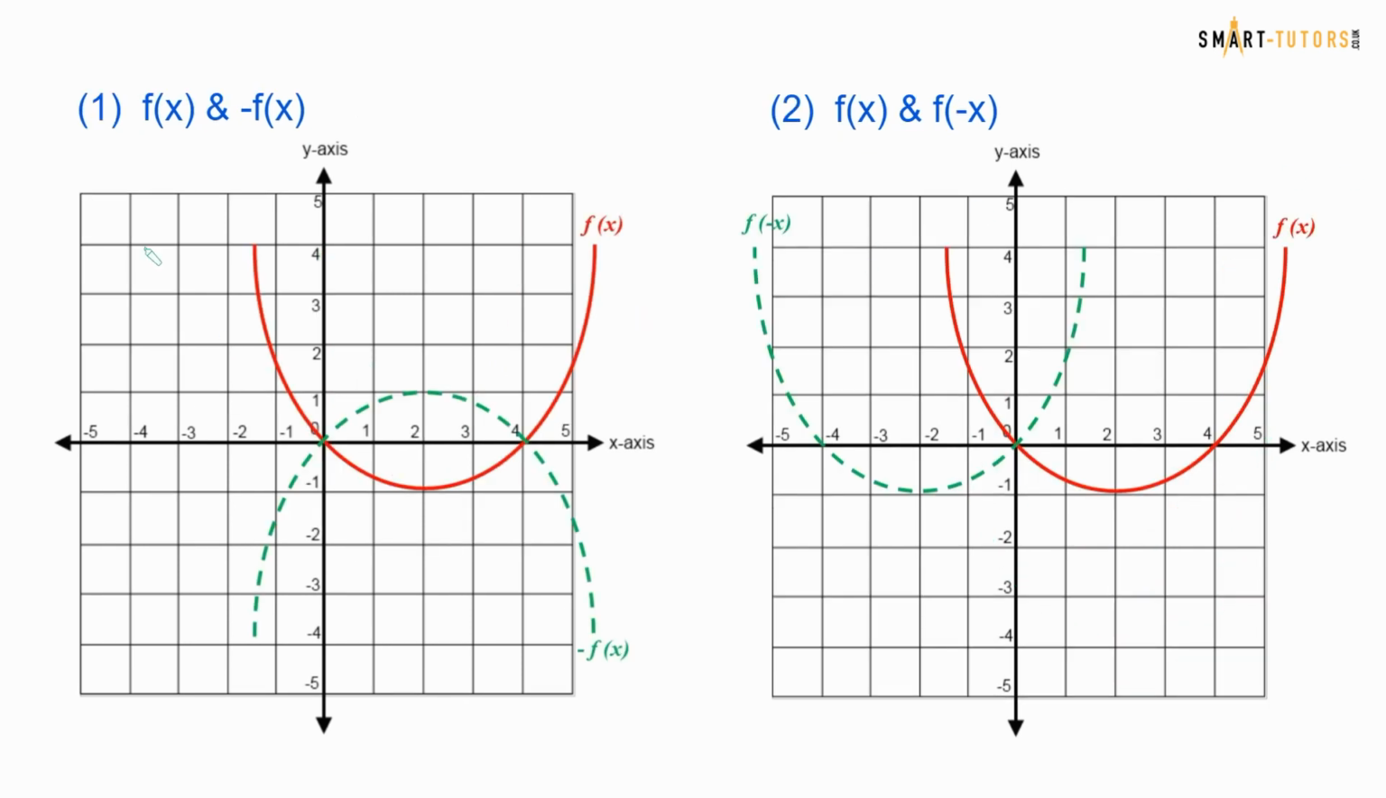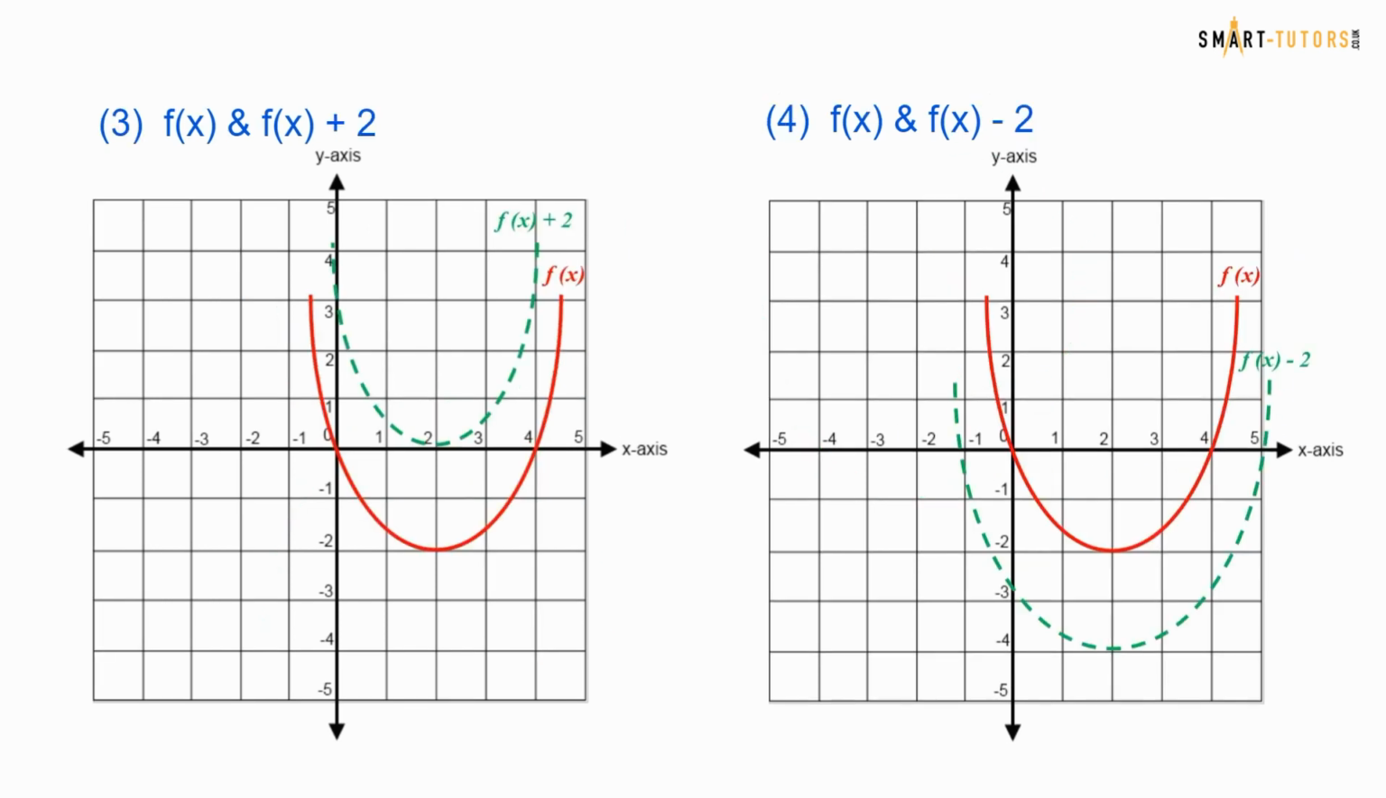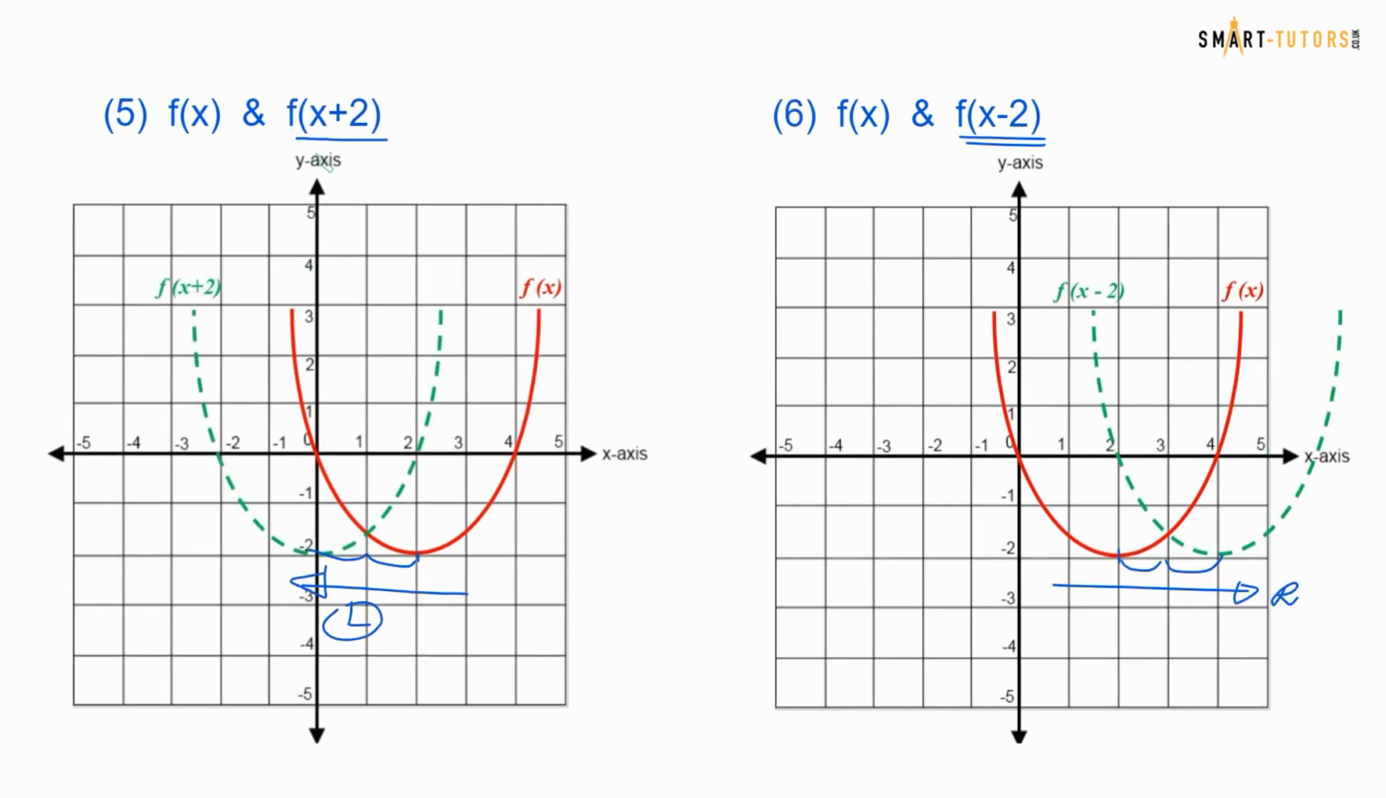the theory. First one is f(x) and minus f(x), which is a reflection on the x-axis. f(x) and f of minus x, the negative coming inside the bracket, is a reflection on the y-axis. Third one, f(x) plus 2 moving up, f(x) minus 2 moving down. Number 5, f of x plus 2 moving left, f of x minus 2 moving right.